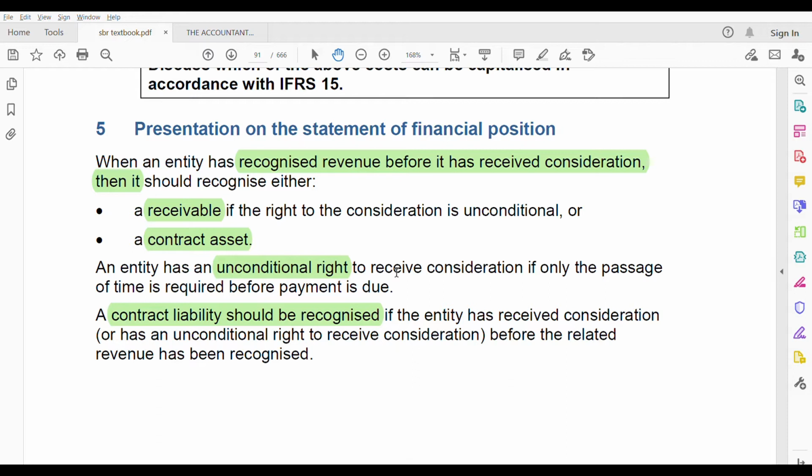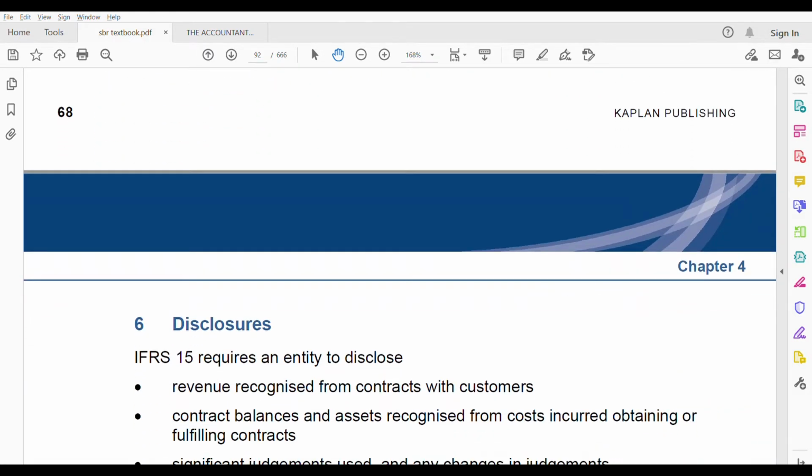Okay, because you have received cash before you have recognized revenue. So if revenue is recognized before receiving consideration, it is a contract asset. If consideration is received before recognizing revenue, it is a contract liability. Okay. Now let us go to the disclosure.